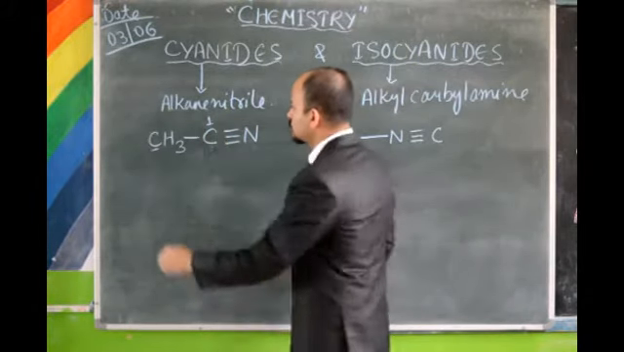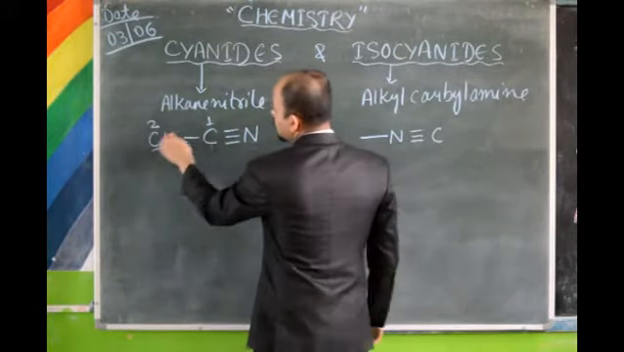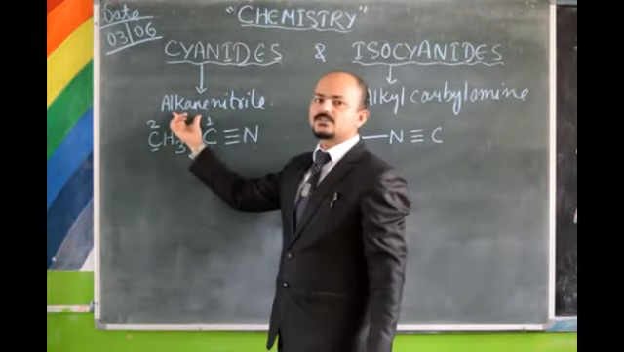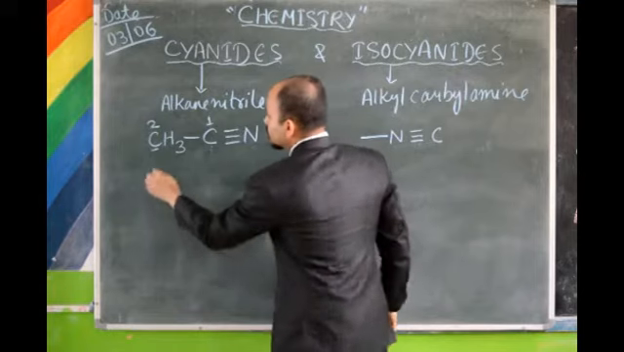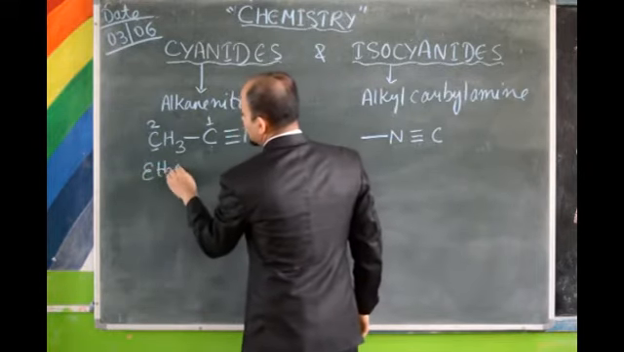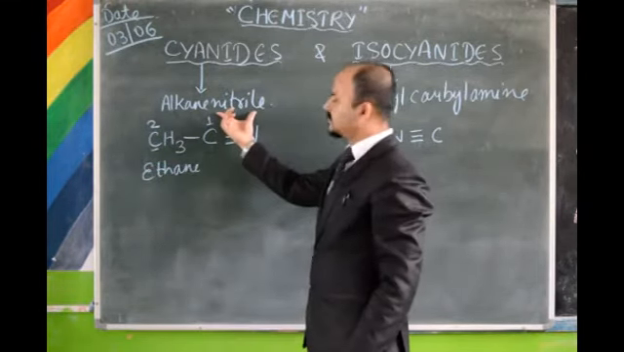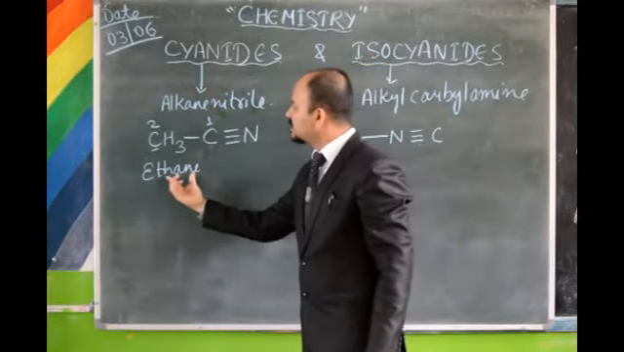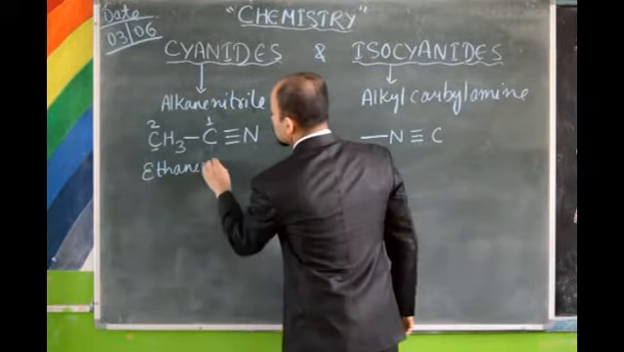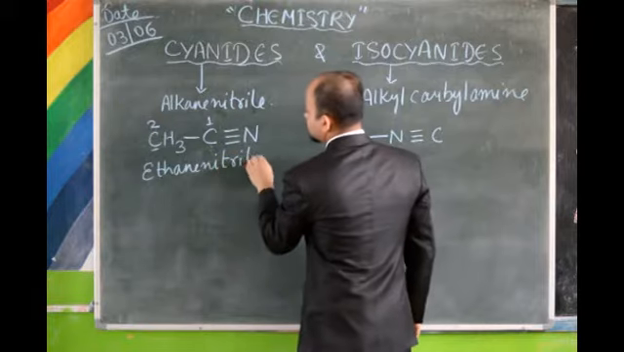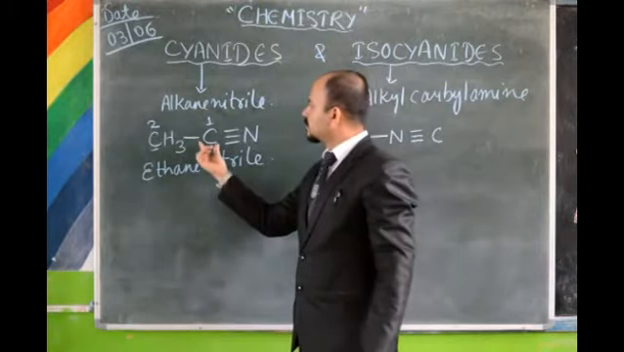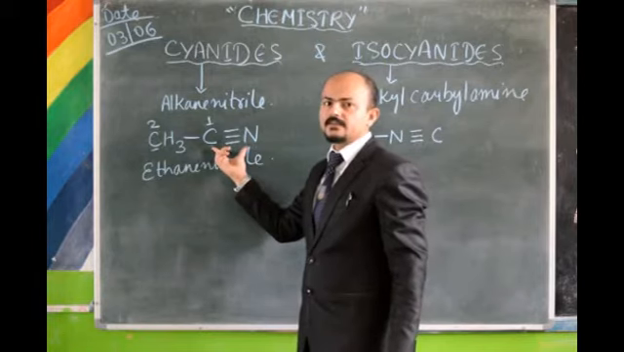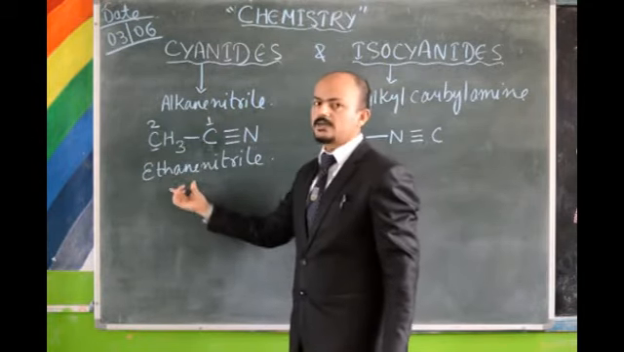Okay, so 1, 2. So how many carbons are there? 2 carbons. 2 carbons corresponding to alkane is what? Ethane. So it is ethane, and according to IUPAC, it has to be named as what? Nitrile. So it will be ethane nitrile. Please don't forget to consider the carbon atom of this C triple bond N. Okay, this is how it is named according to IUPAC.